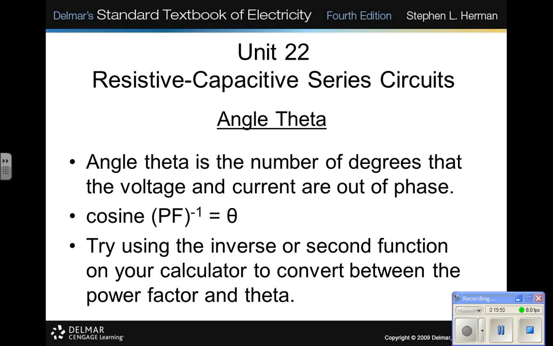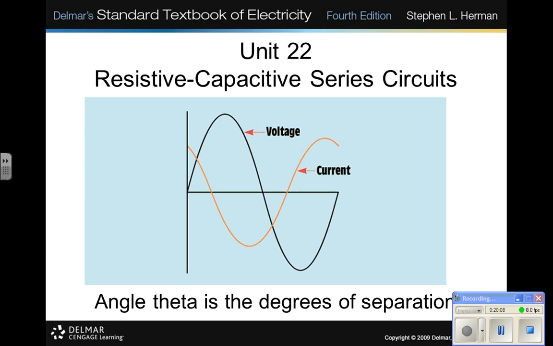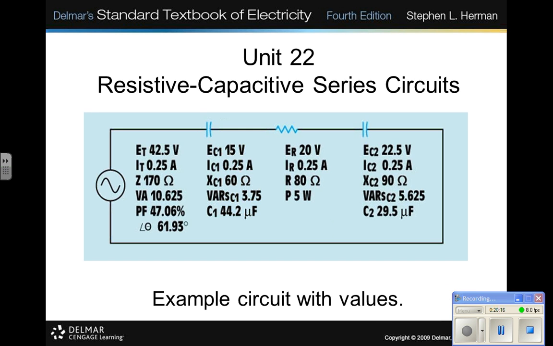Forget that's even there. Number of degrees that the voltage and current are out of phase. That is true. That is not a terribly important thing. The more I look at this slide, the less I like it. Try using the inverse or second function on your calculator to convert between the power factor and theta. Well, we do that already. Thank you very much. Okay, RC series circuits, that they're out of phase. We know that. But let's look at a problem.